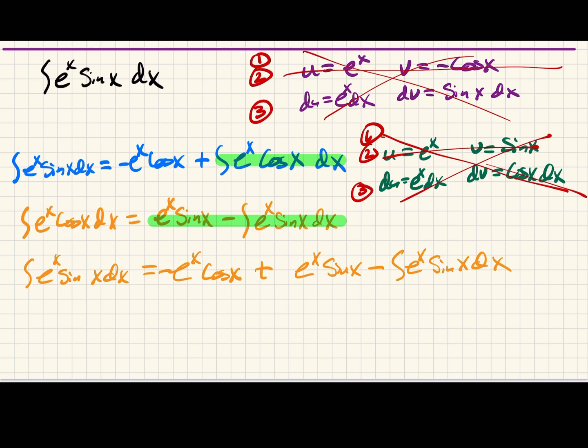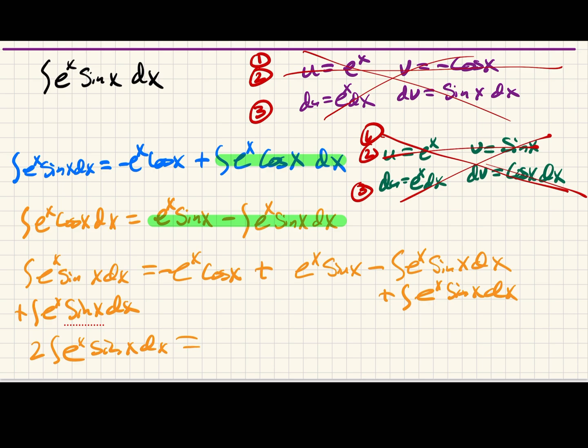And then you add the integral of e to the x sine x to both sides. So then you can rewrite it as 2 times the integral of e to the x sine x equals everything else. And the beauty of this is divided by 2. Good job, Lily. That was good. The whole point of what you're after is getting rid of the integral over there on the right, right?